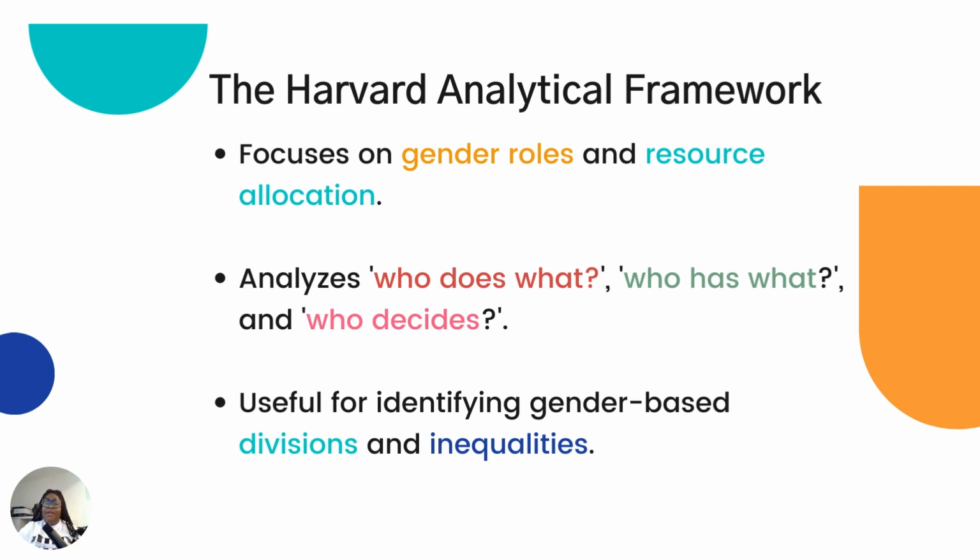Let's start with the Harvard Analytic Framework. This framework is particularly effective in breaking down gender roles, as we stated in the slide before, and also the allocation of resources. It prompts us to ask critical questions. Who does what? This relates to gender specific activities and responsibilities. Who has what? This addresses the distribution of resources like income, education, and property. And the third question, who decides? This is about decision making power within households and communities.